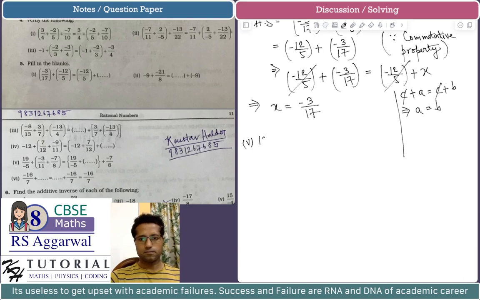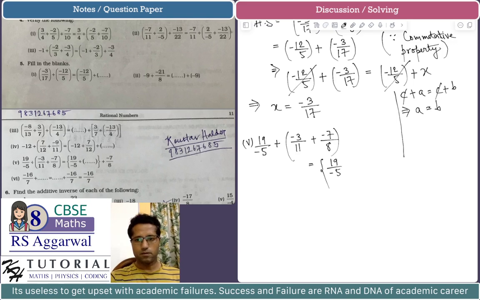It is saying 19 by minus 5 plus minus 3 by 11 plus minus 7 by 8 is equal to 19 by minus 5 plus, and there is a fill in the blanks. I am considering the fill in the blanks to be x. I am underlining the x because that was the fill in the blanks that was asked to be filled. So this is given. If this is the case, then what will be x? We have to find.